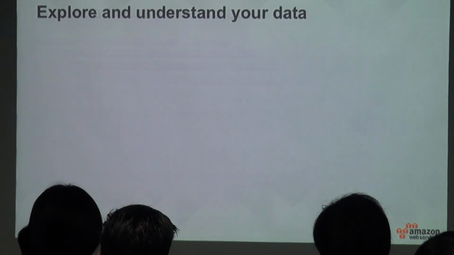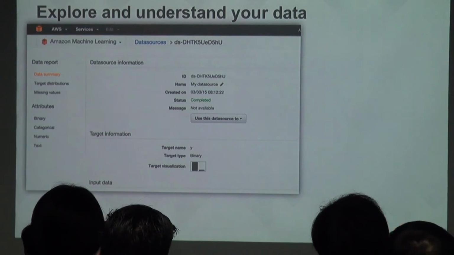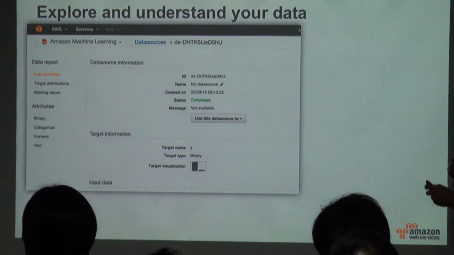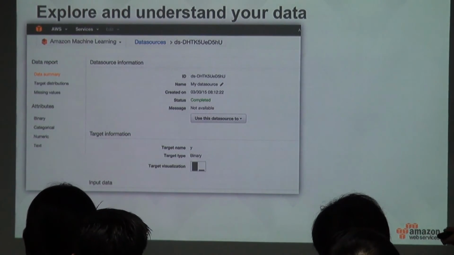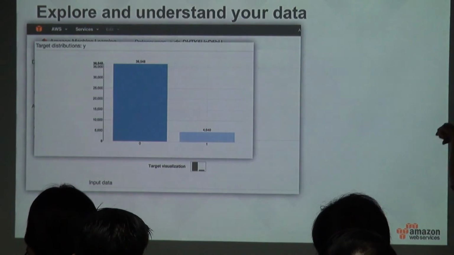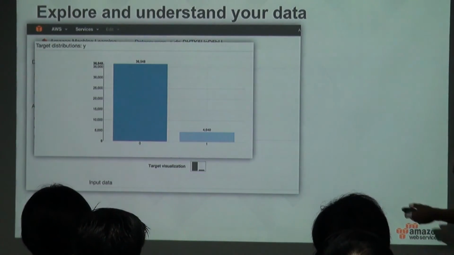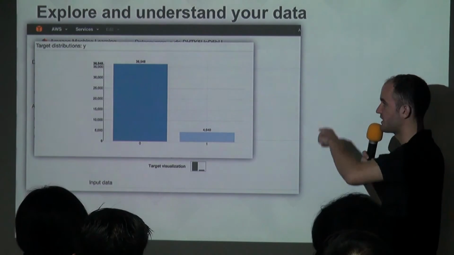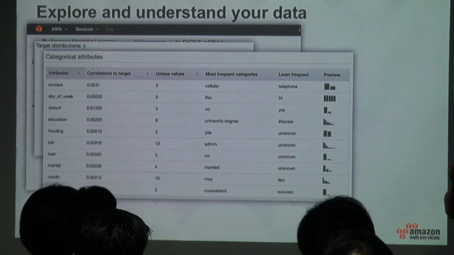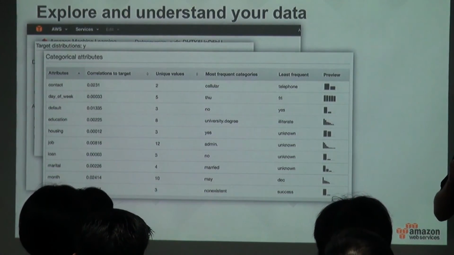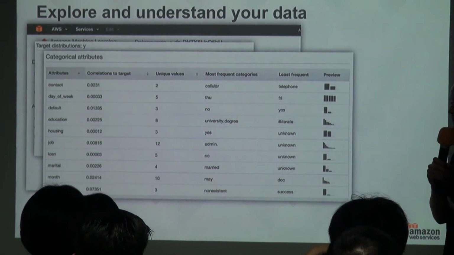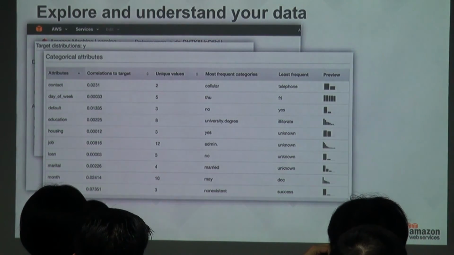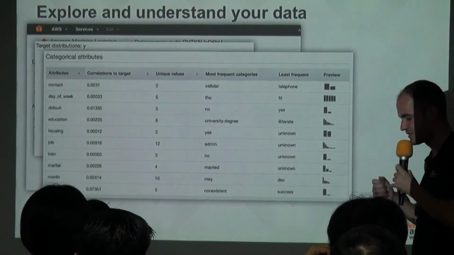Now, after we created the data source, what Amazon Machine Learning also helps you to do is to explore and understand your data. So it loads it up in, and then it gives you certain distributions, for example, and plots it out for you so you can explore the data. And that doesn't look very fancy, but I want to point out one thing here which is fairly interesting, which is something I always talk about.